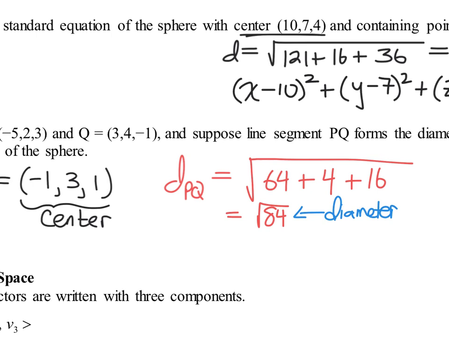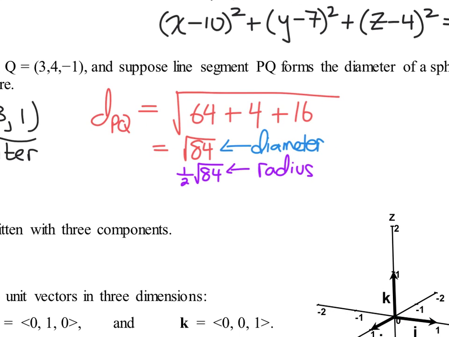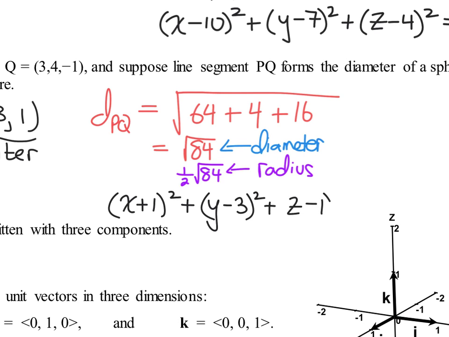All right, so the radius would be equal to 1/2 of that. All right, so then I would pop that into my equation. x plus 1 squared plus y minus 3 squared plus z minus 1 squared is going to be equal to the radius squared. All right, so I have to square that number, which is going to be 84 over 4. So that's going to be 21. All right, and so this would be the equation of the sphere.